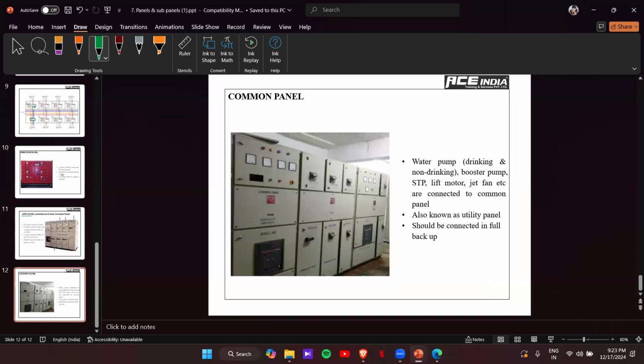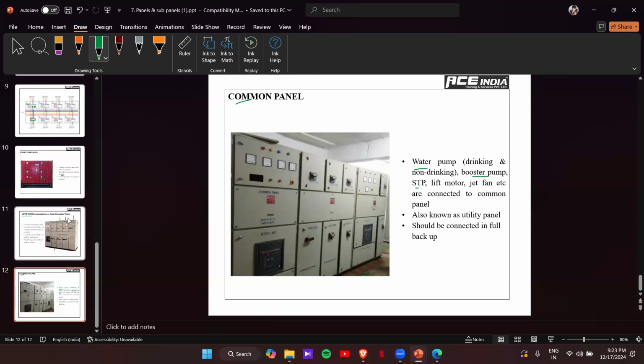The last panel is the common panel. As we mentioned before, all the common area connections, for example, the water pump connection, booster pumps, STP (sewage treatment plant), lift connection, and jet fans will be connected to the common panel, also called the utility panel.